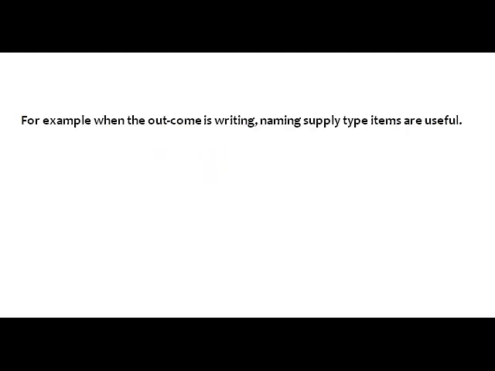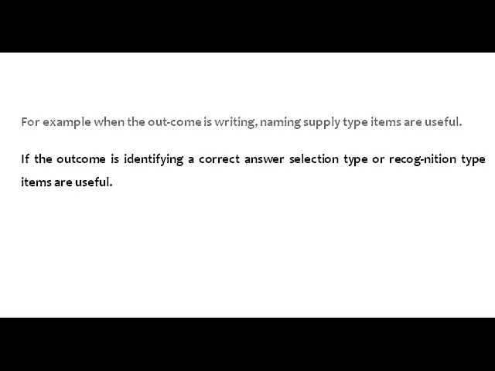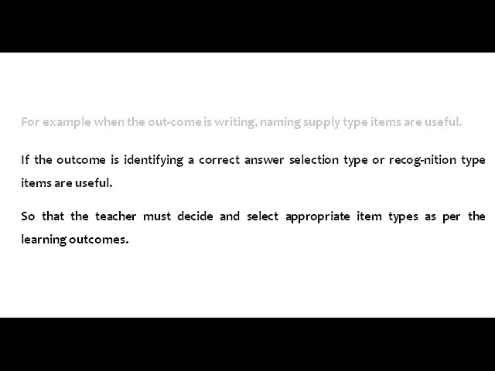For example, when the outcome is writing or naming, supply type items are useful. If the outcome is identifying a correct answer, selection type or recognition type items are useful. So the teacher must decide and select appropriate item types as per the learning outcomes.